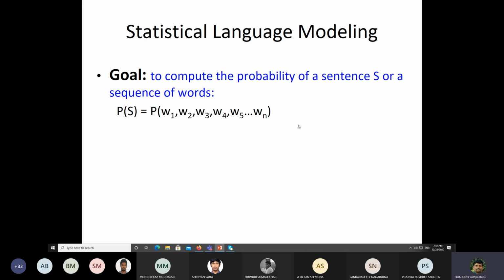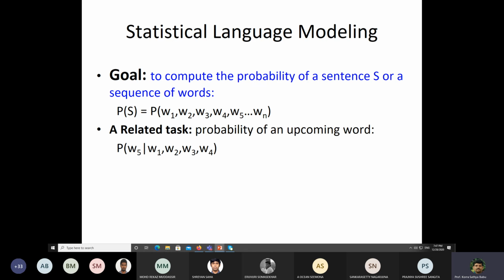I am a boy. So probability of I, then probability of am after I, then a boy. I am a boy. So this is the sequence: probability of the sentence S is equal to probability of I am a boy. This is the probability we are trying to calculate.